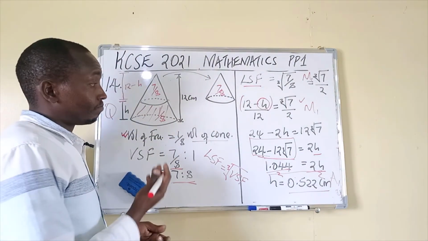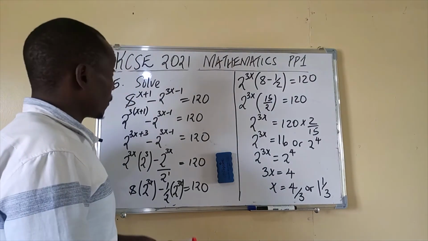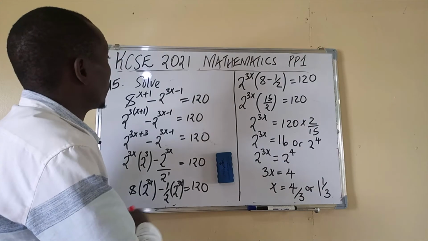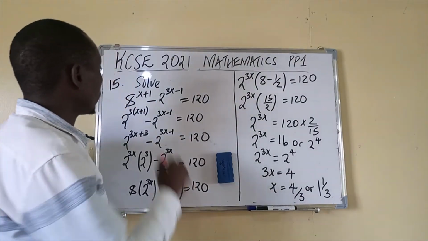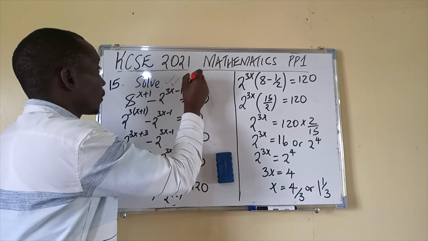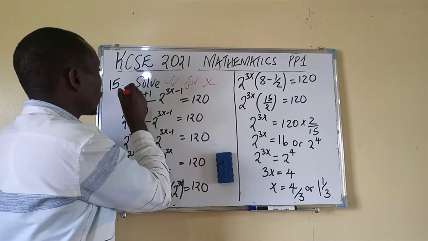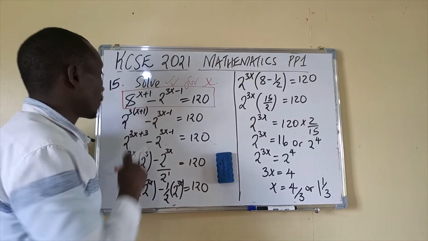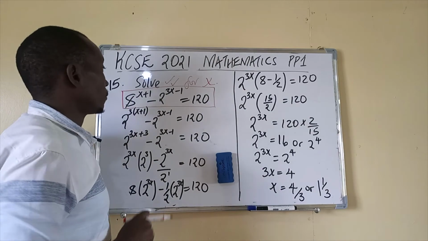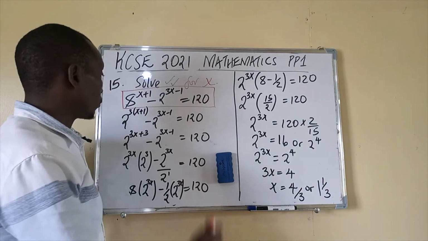Well done. Okay, this is question number 15. This is a question on indices, operation of indices. And with operation of indices, you're supposed to solve for x. If that's the case, we have our equation there: 8 raised to power x plus 1 minus 2 raised to power 3x minus 1 equals 120.